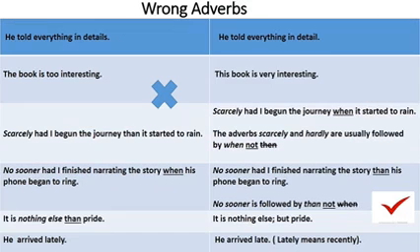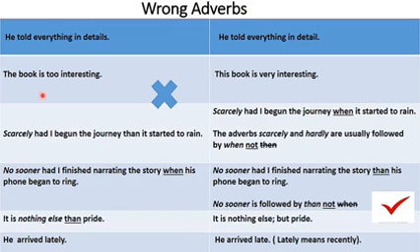Okay, wrong adverbs. What are adverbs? Words that tell us how, when, or where something happened or has happened. So look at these examples. He told everything in details. Grammar will tell you that it is not in details, but in detail.